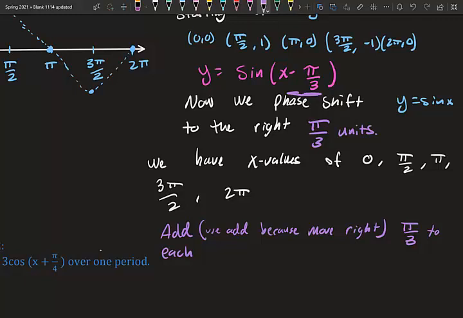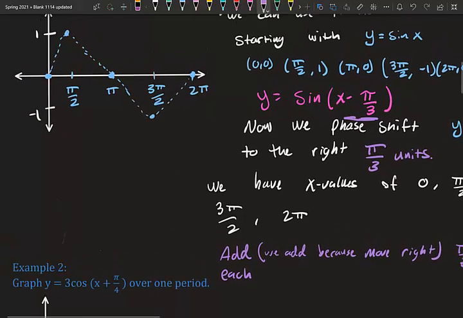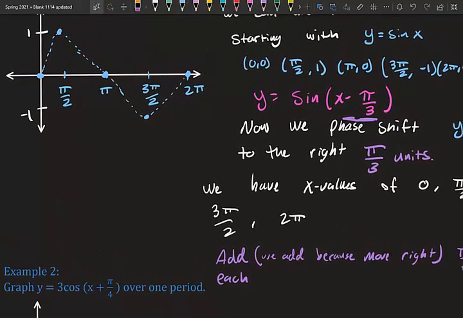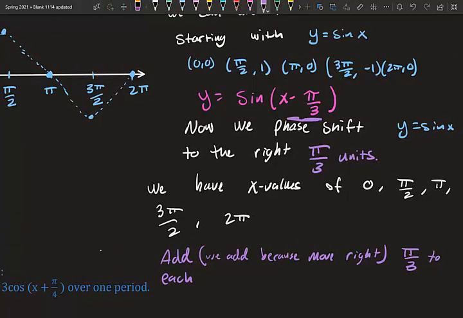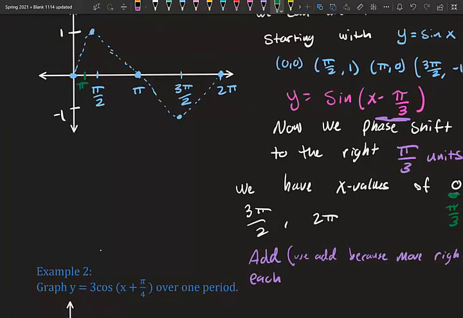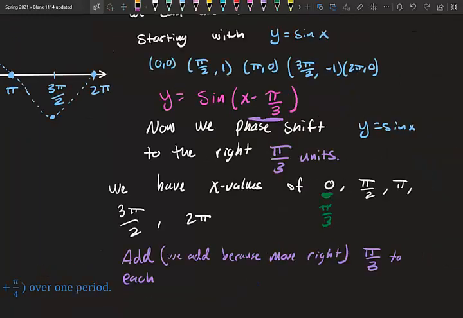Now what we do is we add because we're moving to the right. If we move to the left, we would subtract. Since we're moving to the right, we're going to add pi over 3 to each of them. So 0 plus pi over 3, we get pi over 3. So then our first point would be pi over 3. Then we do pi over 2 plus pi over 3. So pi over 2 plus pi over 3 is 5 pi over 6.